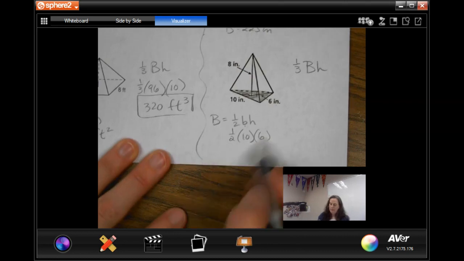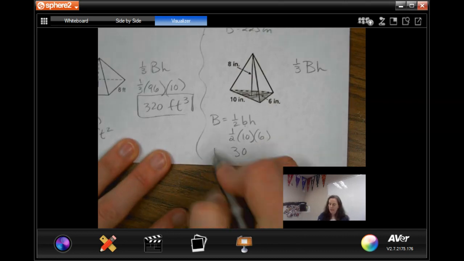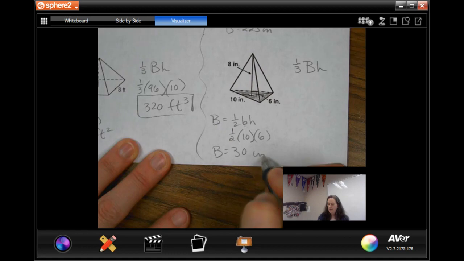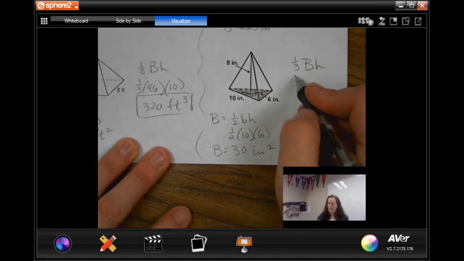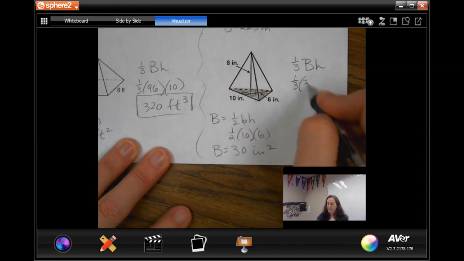Okay? 10 times 6 is 60. Half of that is 30. So our base is 30 inches squared. And we're ready to take that number and plug it in. The area of the base is 30.